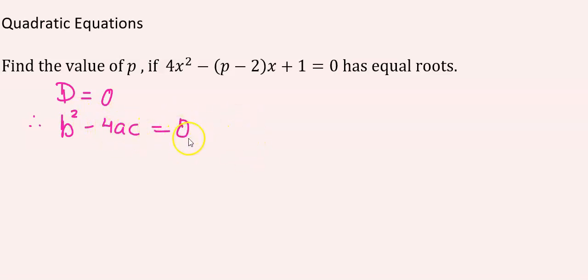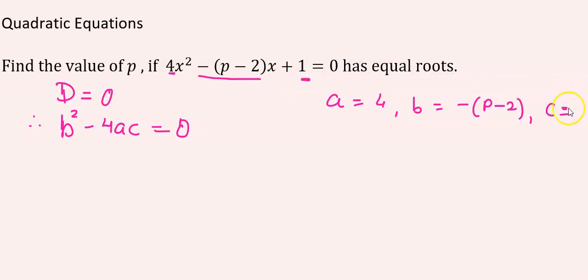Now the thing is, we first have to check what the values of a, b and c are. Comparing it with the standard form of a quadratic equation, ax² + bx + c = 0, the value of a is 4, the value of b is −(p − 2), and the value of c is 1.